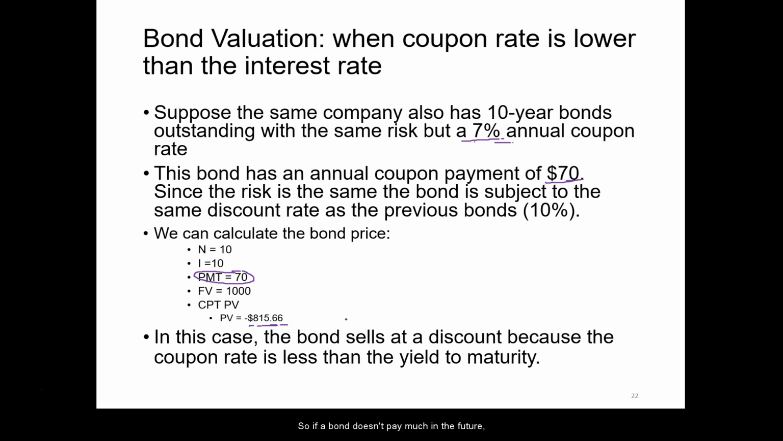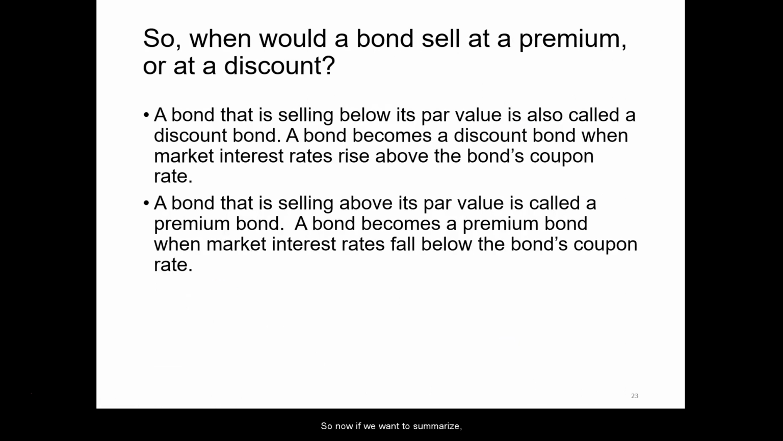$815.66. So if a bond doesn't pay much in the future, it only makes sense that today the bond will not be traded at a very high price. Now this bond is selling at a discount, meaning the price is lower than the par. So now if we want to summarize, when you have a bond whose coupon interest rate is 7%, which is lower than the 10% market interest rate, or say required rate of return by the debt holders, then you have a bond that's traded at about $800, below the par, or say this is a discount bond.